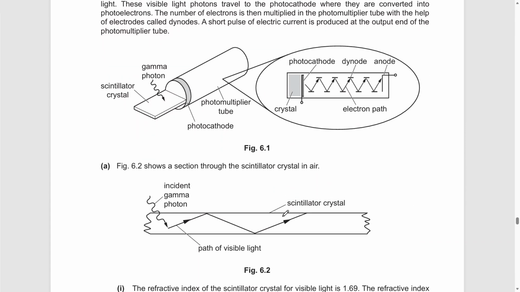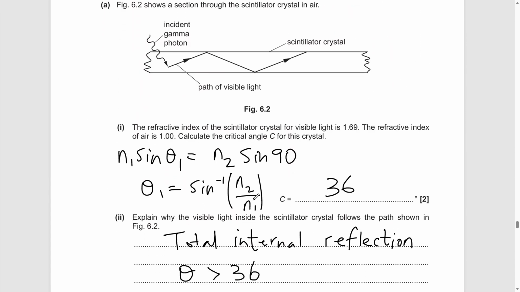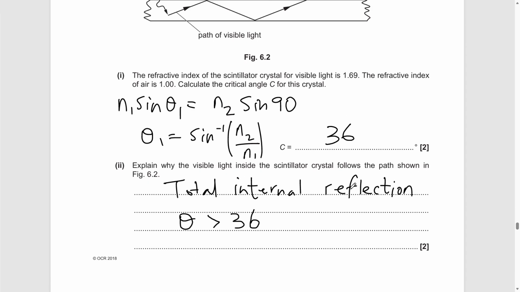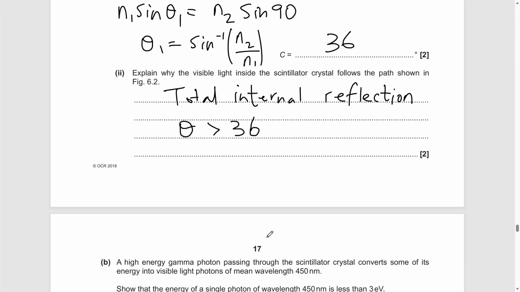For the photomultiplier tube, this is the critical angle. So n1 sine theta 1 equals n2 sine 90. For the critical angle, this is when theta 2 is equal to 90. So rearranging for theta, you get inverse sine of n2 over n1. This gives you 36. Total internal reflection happens when theta is greater than 36.